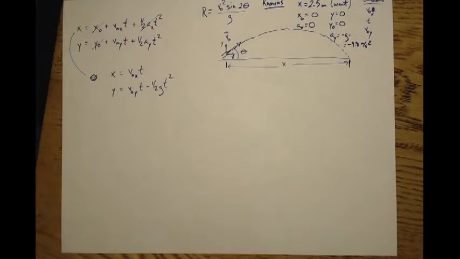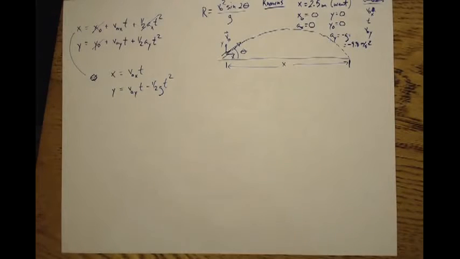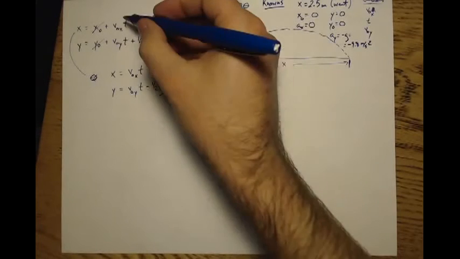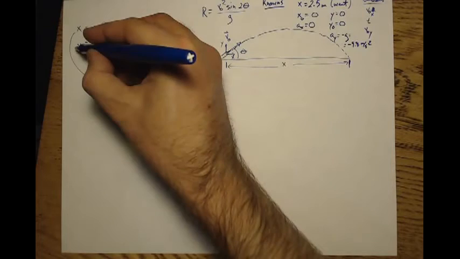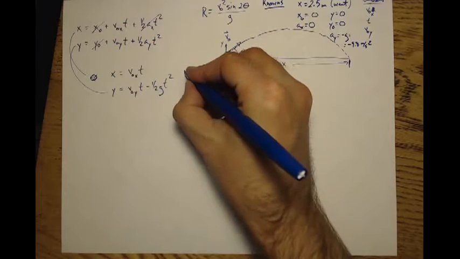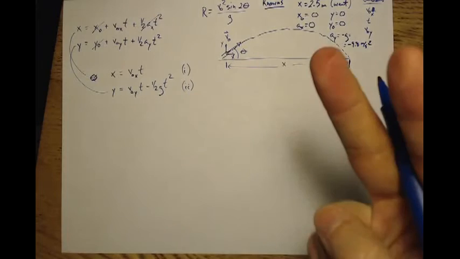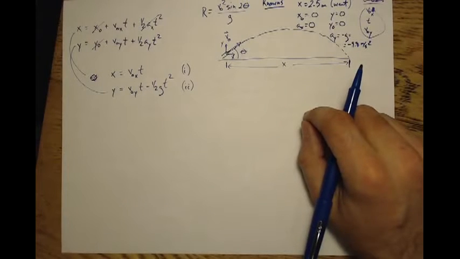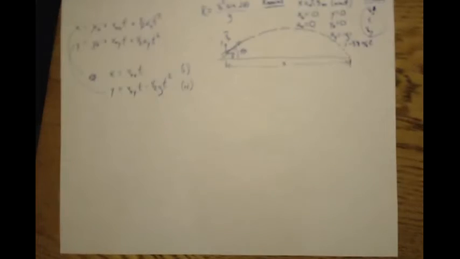Just use these variables. Okay, so the key here is to count the number of equations I have. So this equation came from this one. It's basically the same thing. This equation came from this one. This is equation 1, this is equation 2. I've got 2 equations, and I've got three unknowns. So I'm going to need some more physics. I need one more equation.